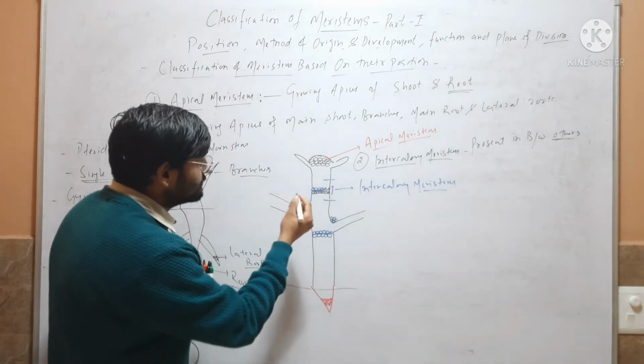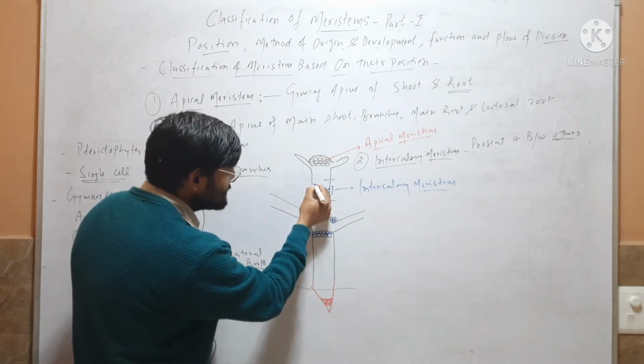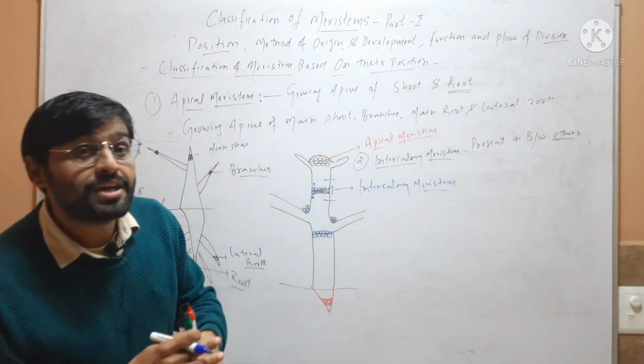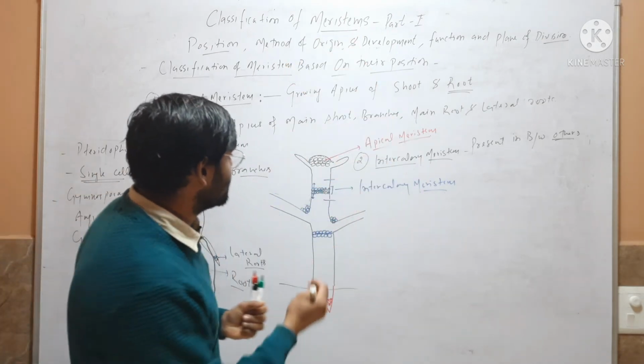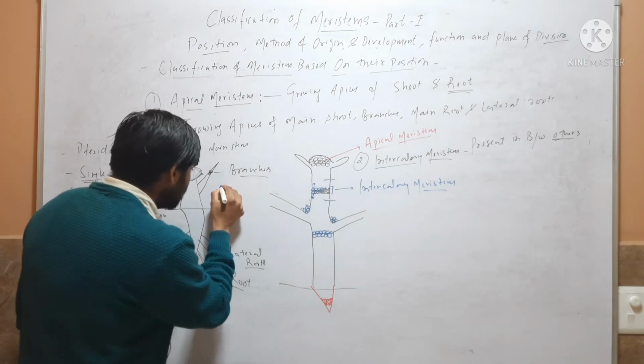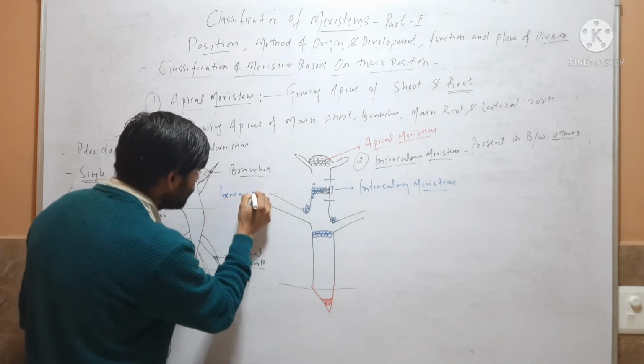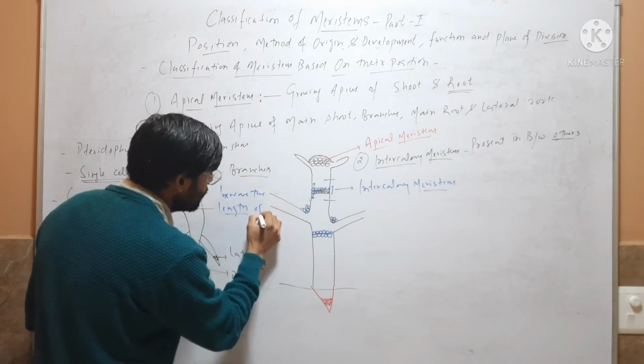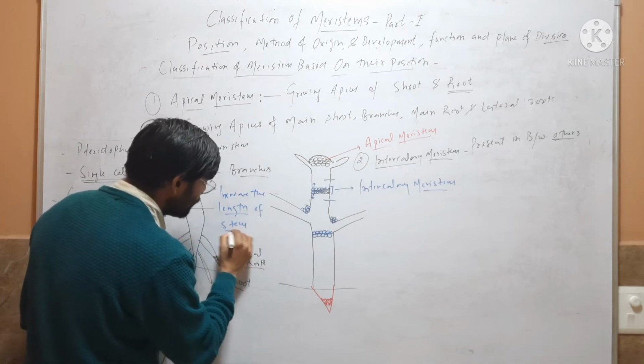When these cells divide, they will add cells there and cause elongation of the internode. So they will increase the length of the stem.